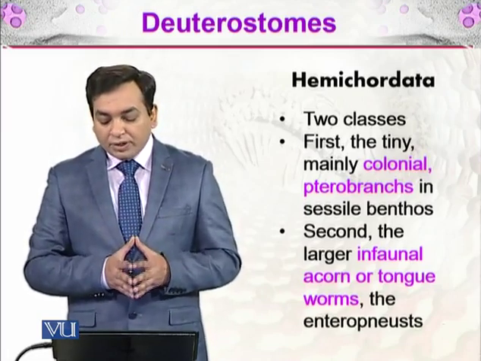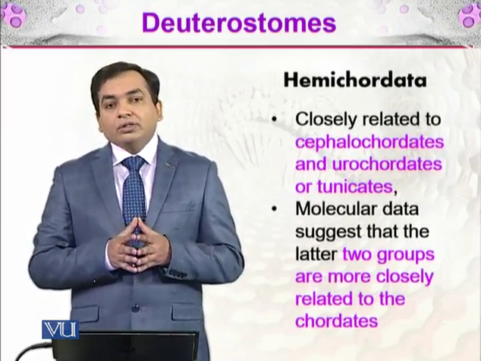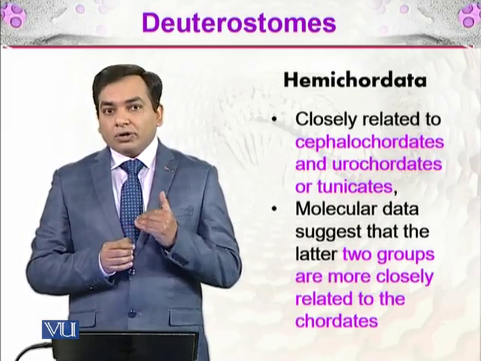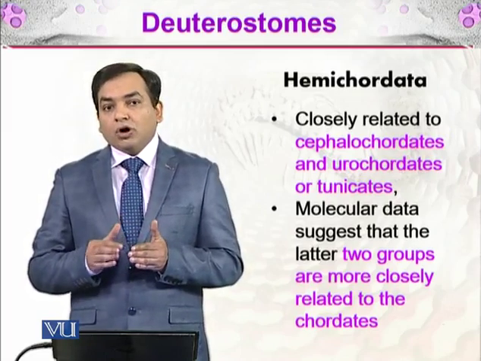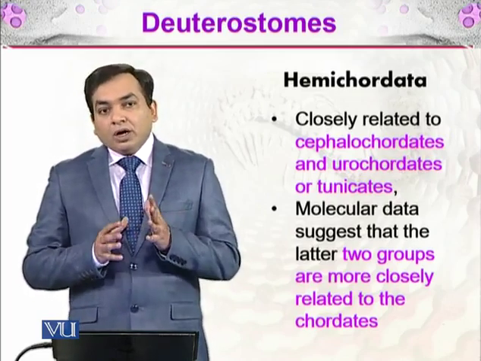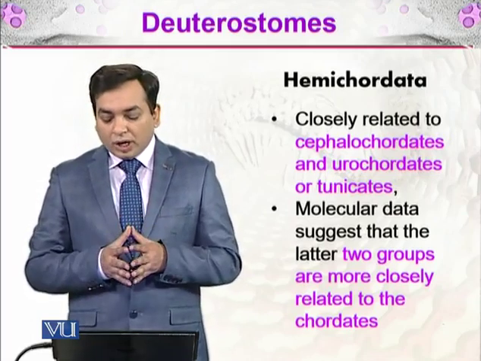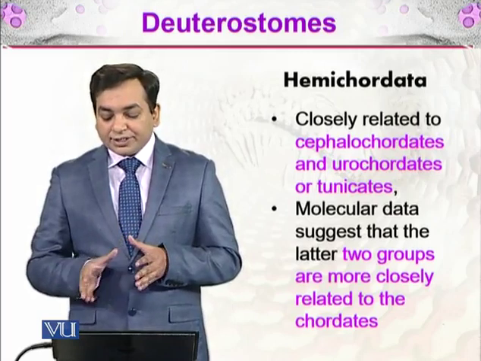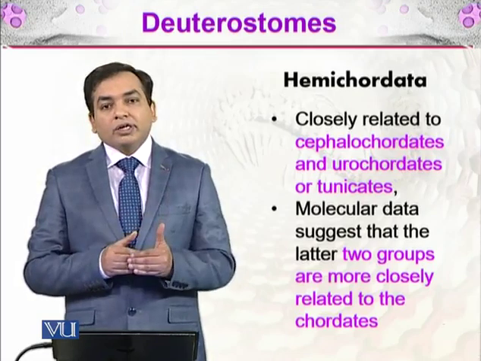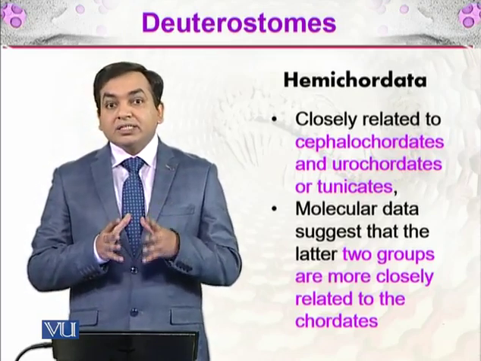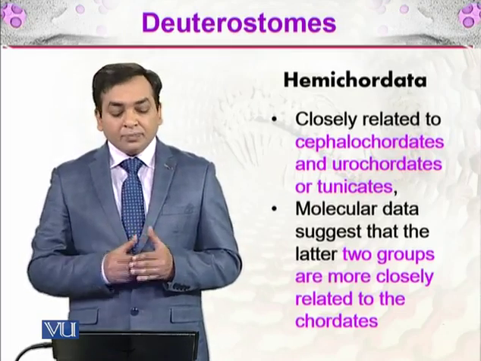These are the enteropneusts. The hemichordata are organisms which are very much related to the cephalochordata and the urochordata, the tunicates. We see that these organisms are very much related and they look alike. But the molecular data suggests that the latter two groups, the cephalochordata and urochordata or tunicates, are more closely related to the chordates than the hemichordates are.